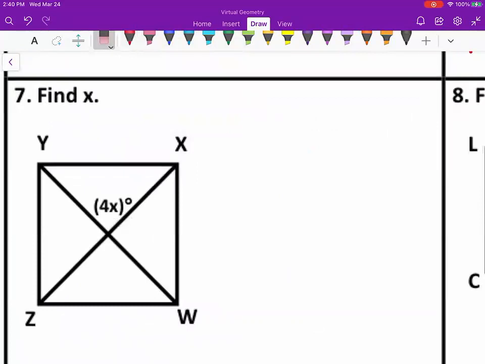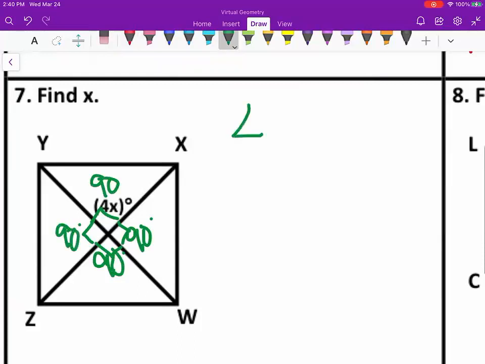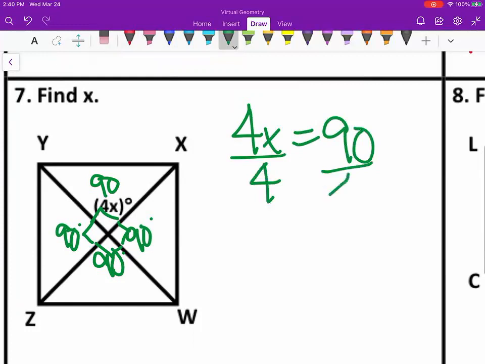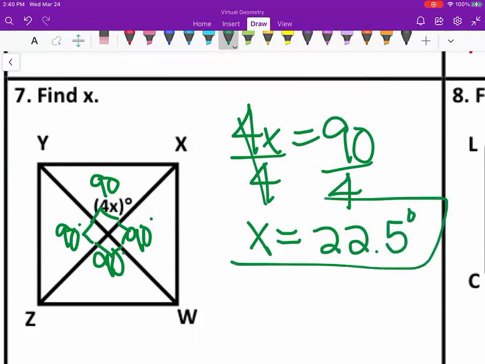All right, example 7. Now we're looking at the diagonals. And again, where your two diagonals intersect from the rhombus means that where they intersect are all 90 degrees. So 90s all around. So now I have my total for 4x, which is the 90. Divide both sides by a 4 to solve my equation, and x is equal to 22.5 degrees. Now, there's nothing wrong with getting decimal answers with these, hence why there's a decimal for this one.